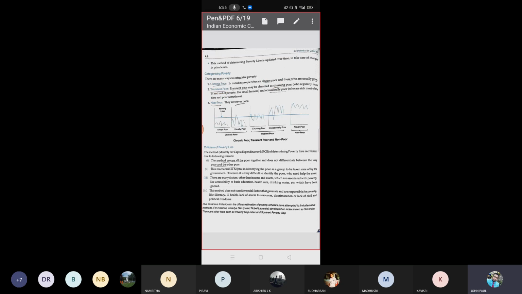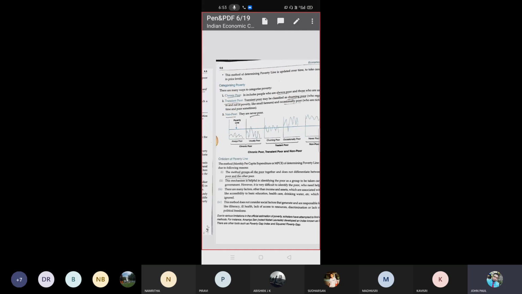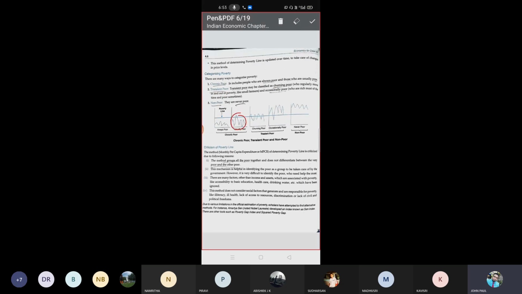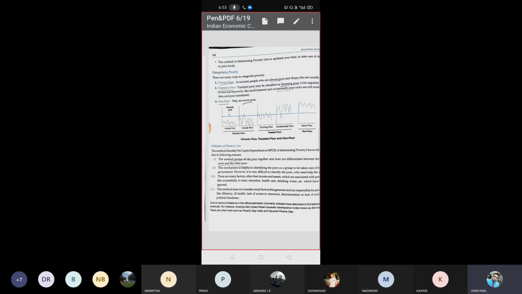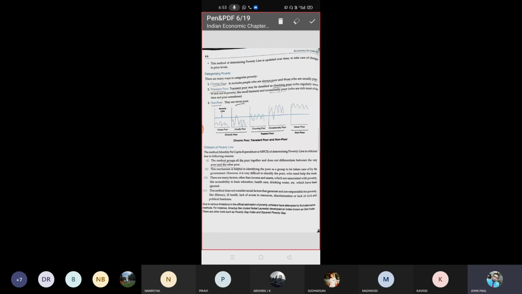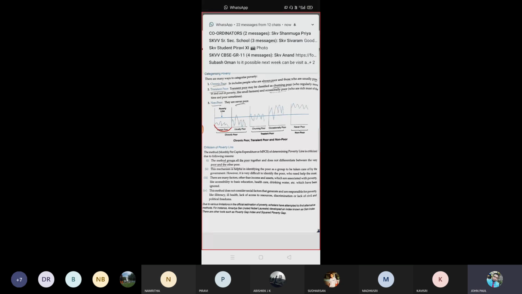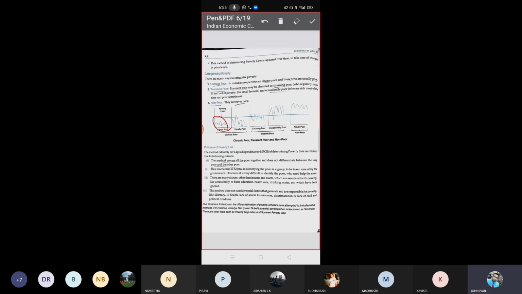The poor people. This graph represents their income, the monthly income of different categories of people. Here the chronic poor are always under the poverty line. Their income will always be lower than the poverty line. That category we call chronic poor.